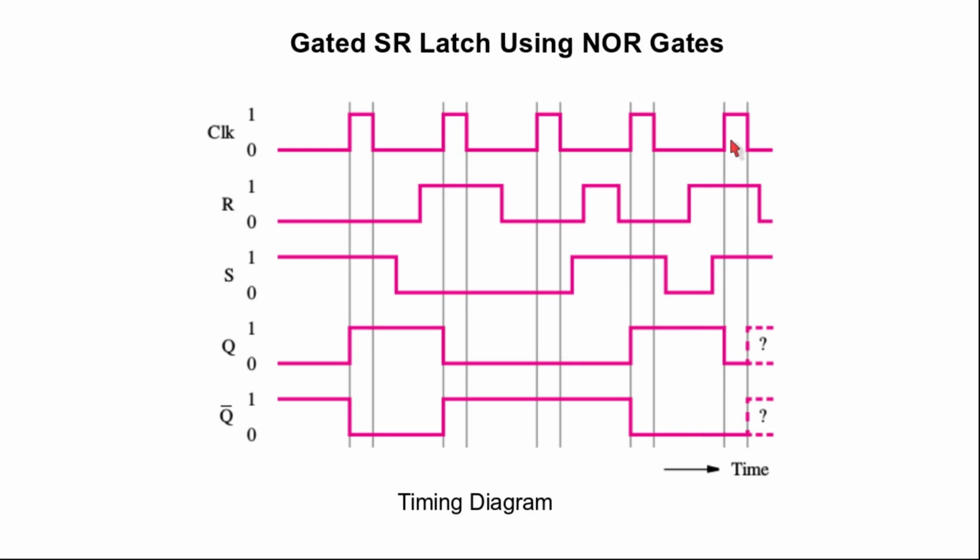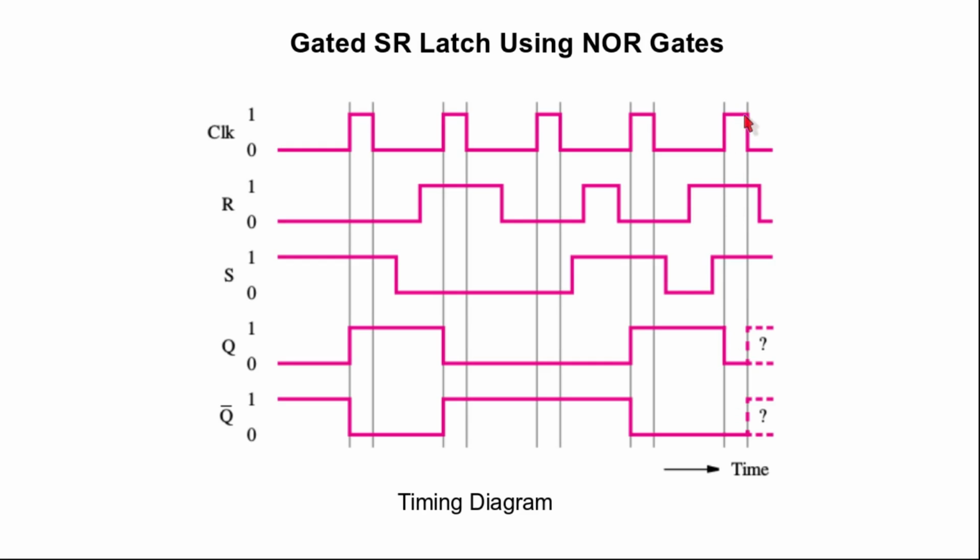And then at this point clock goes high again, and at that point R is 1 and S is 1, so both the outputs Q and Q prime will become 0 0. Remember that we discussed in the previous class, when R and S both inputs are 1, both Q and Q prime will become equal to 0. So that's what we see here.